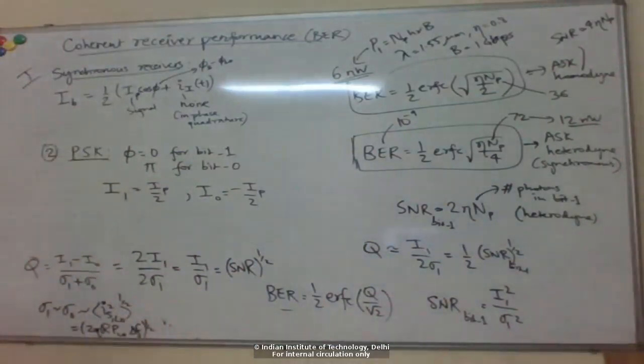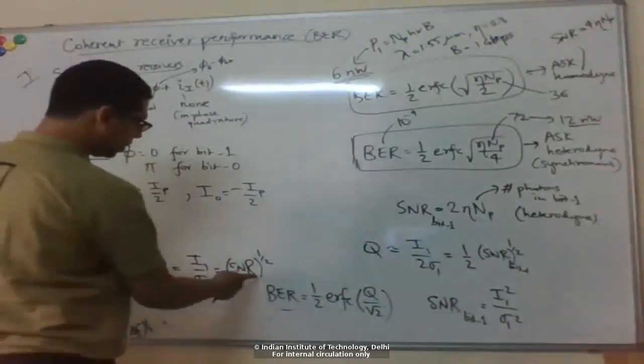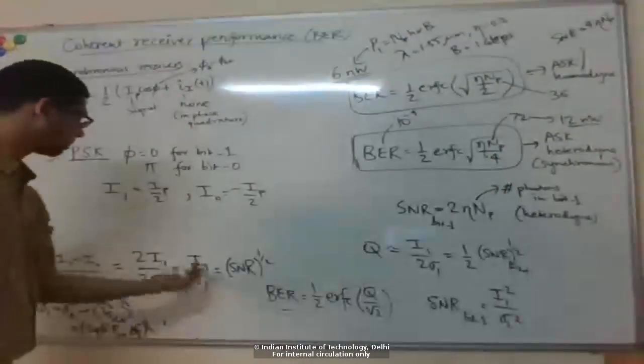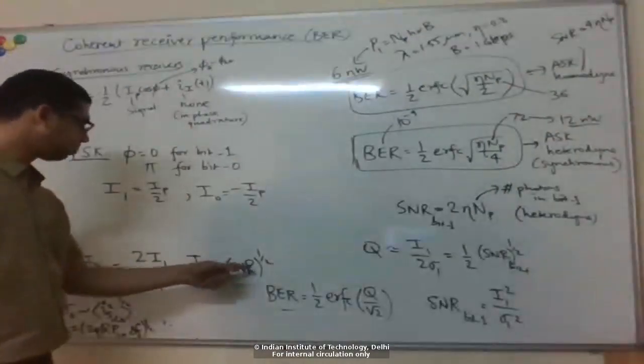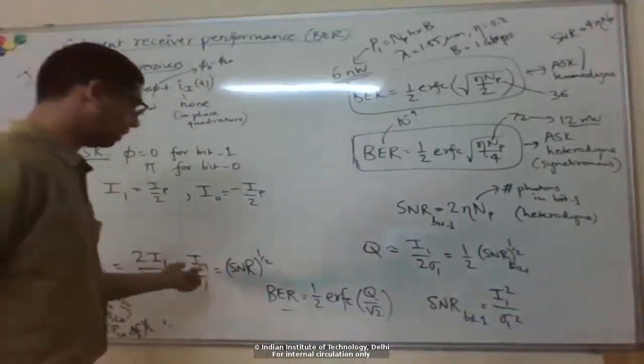Right, and so now it doesn't matter. I don't need to write bit 1 here, because the SNR for bit 0 is the same, and also sigma 1 and sigma 0 are the same. So this could be the SNR for bit 0 or bit 1, or the average SNR per bit, it doesn't matter.